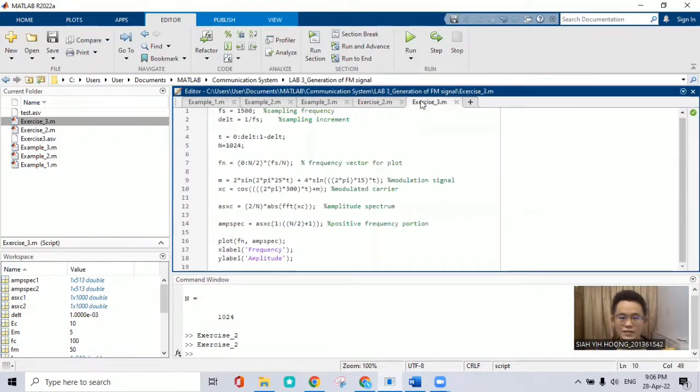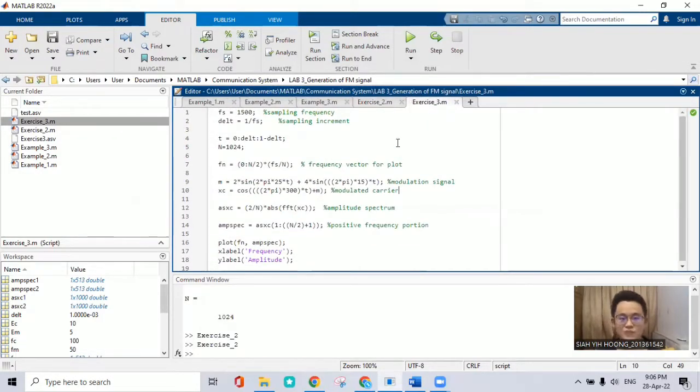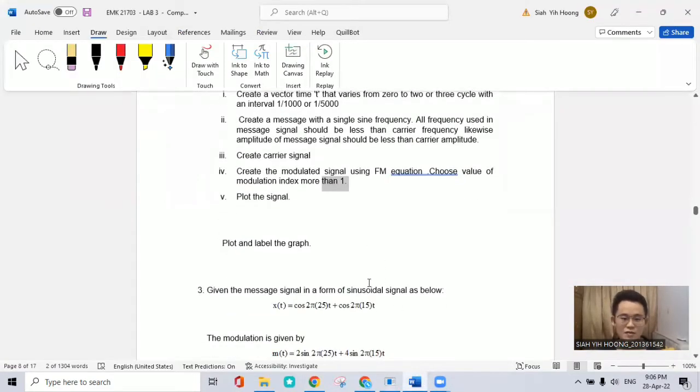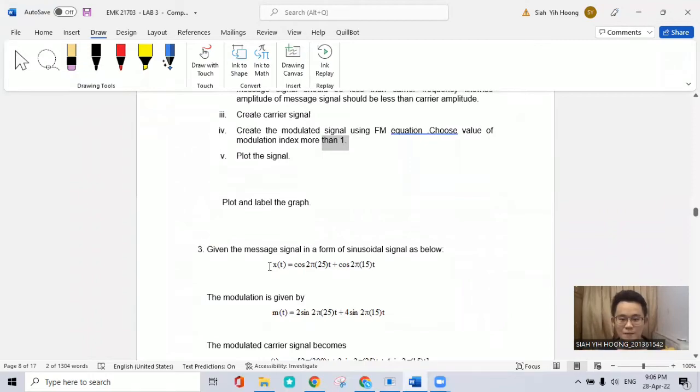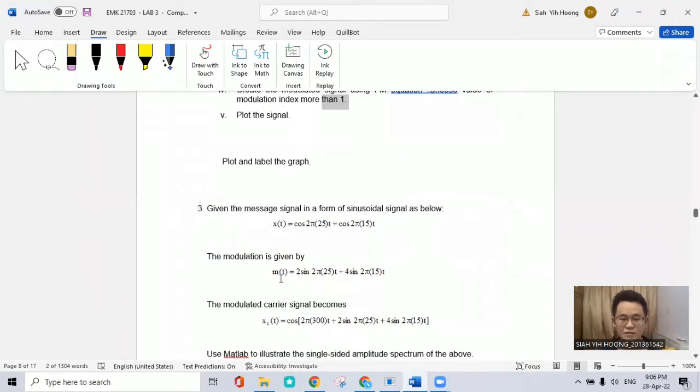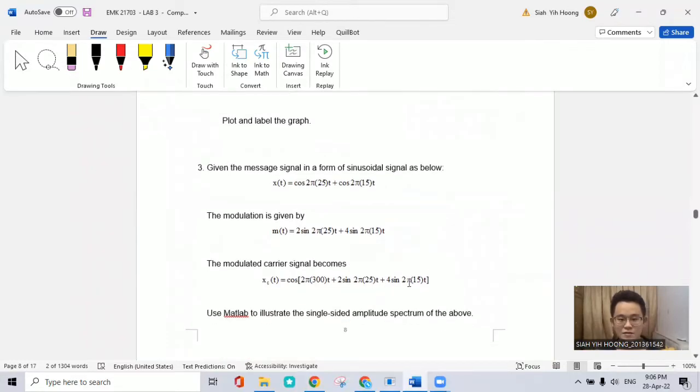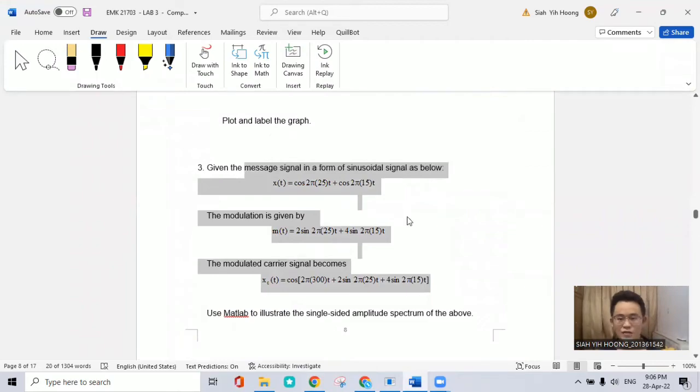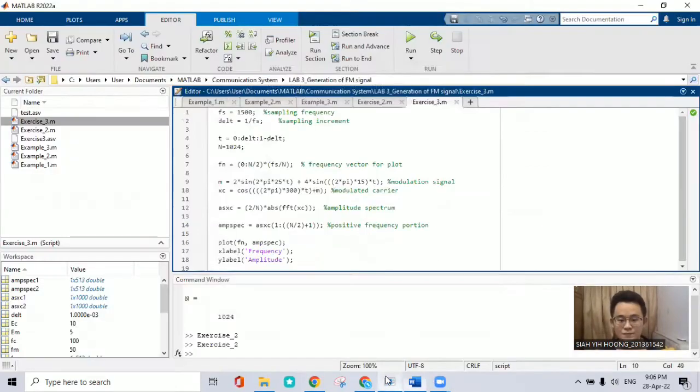After that, let us get into exercise 3. Exercise 3 has already given us the message signal and the modulated carrier signal. We need to use this signal to illustrate the single-sided amplitude spectrum of the above.